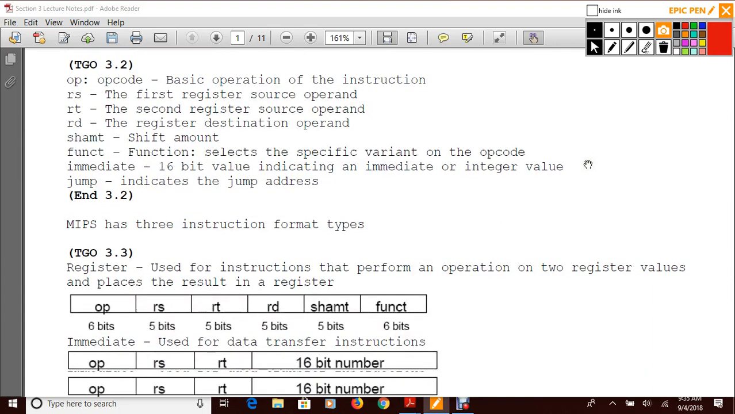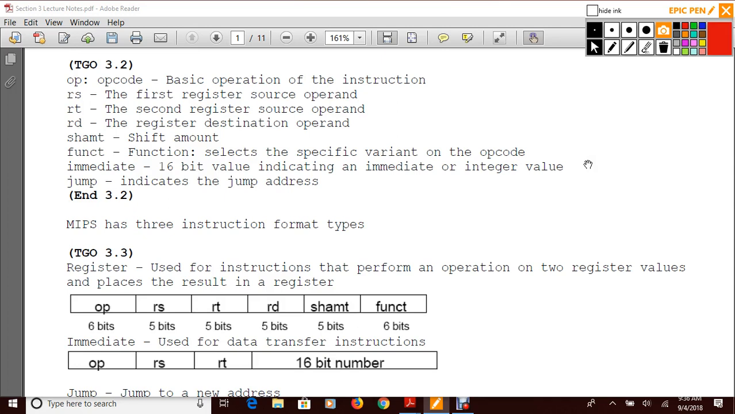The opcode is the first 6 bits of any instruction, and it defines the basic operation of that instruction. So if you look on the MIPS green sheet, you'll see that in all R-type instructions, the first 6 bits are 0. And what is an R-type instruction? It's defined as a register instruction, and that means it's used for instructions that perform an operation on 2 registers and then store a result in a third register.